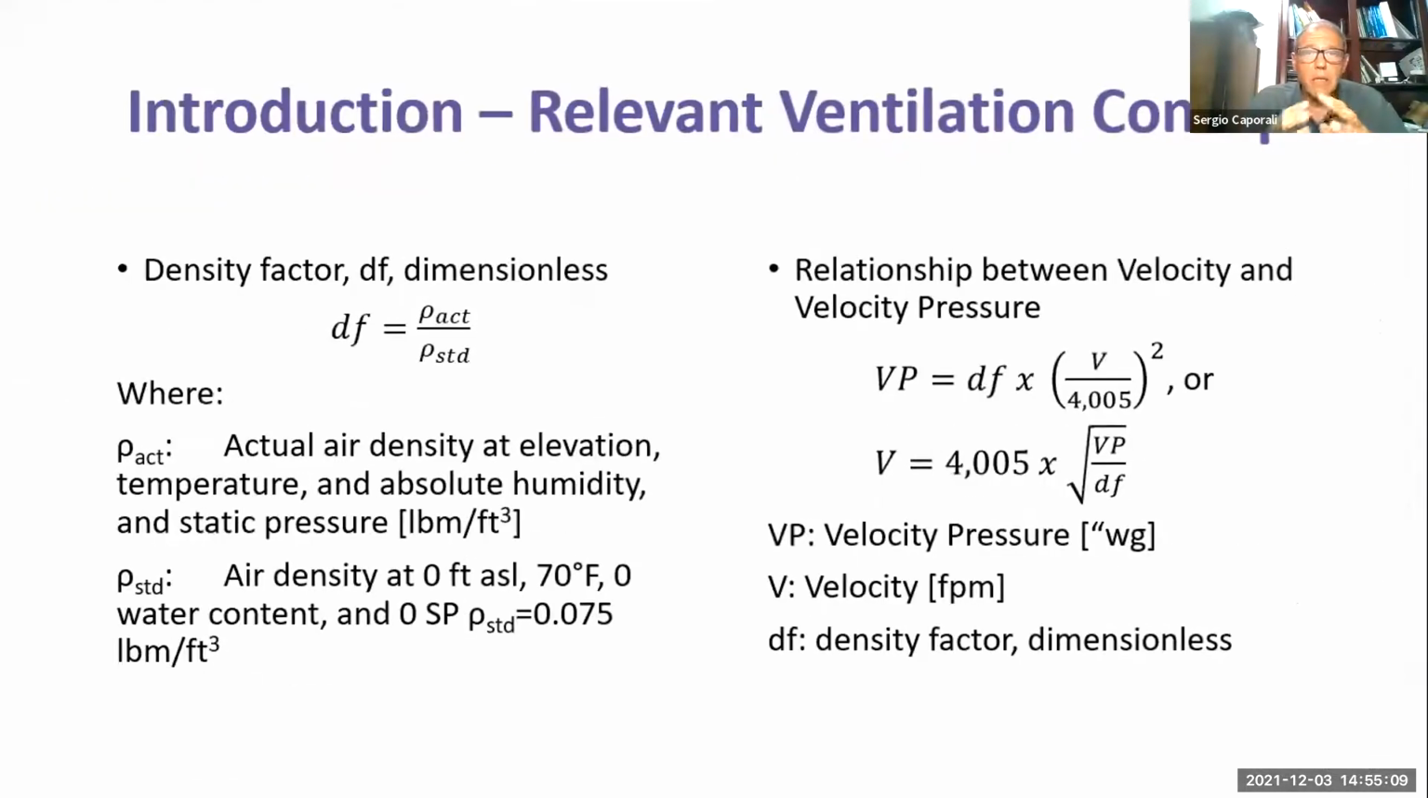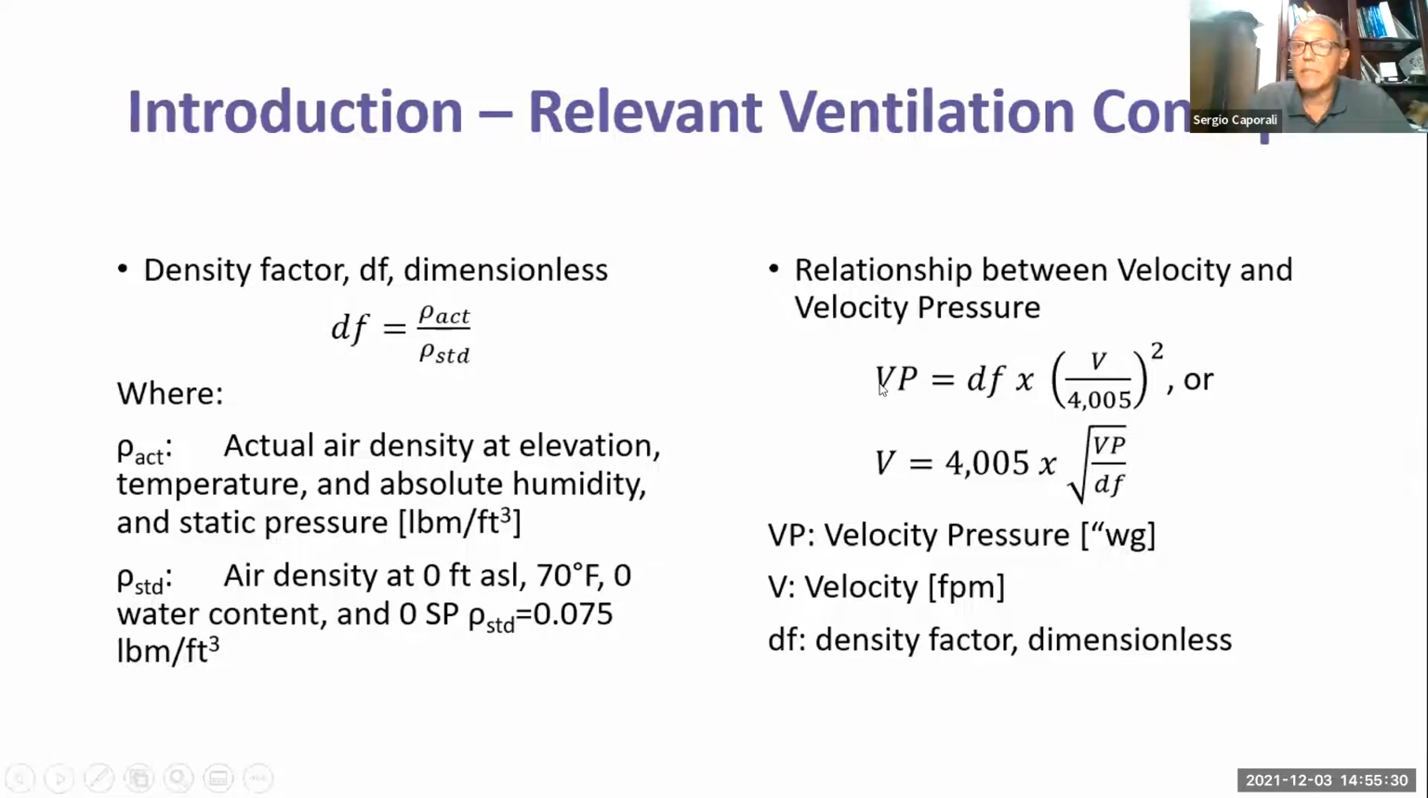Another important piece of information: when we talk about density in the study, we talk about density factor, and density factor would be the actual air density divided by the standard air density, which is 0.075 pounds mass per cubic foot. And another important concept is velocity pressure.